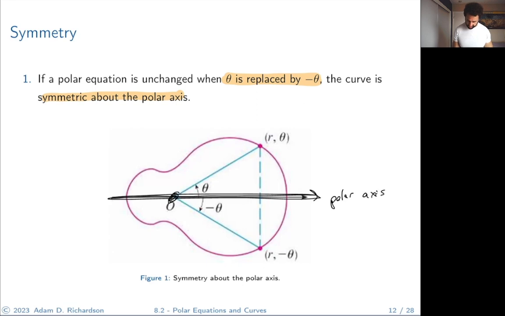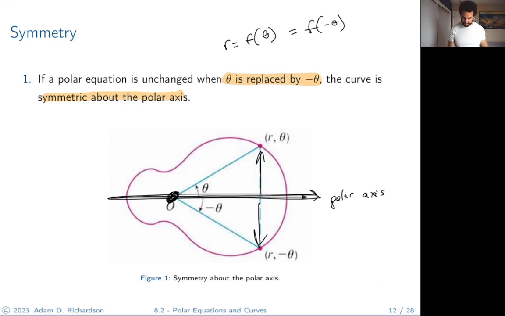Here's the origin. And what this is saying is, if you've got some function like r equals f of theta, and nothing changes if you replace it with f of negative theta, then it doesn't matter if you went clockwise or counterclockwise, you would get the same output. And so what that means is you're going to have symmetry vertically about the polar axis. And that's what's being pictured here.